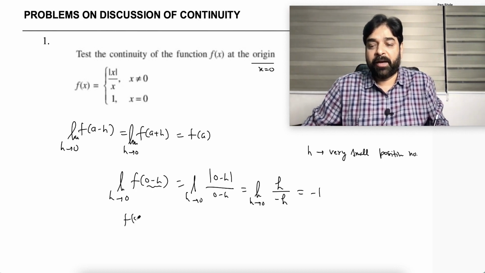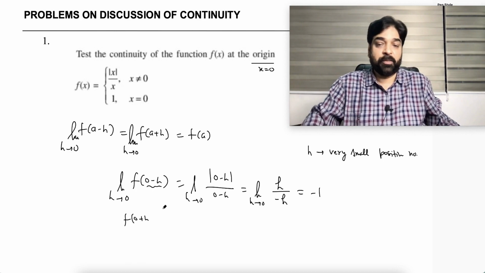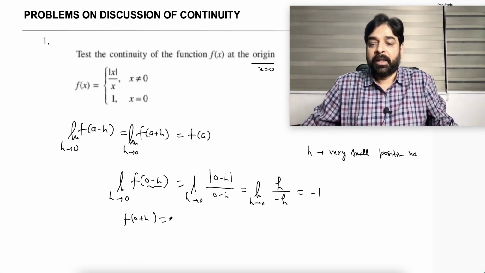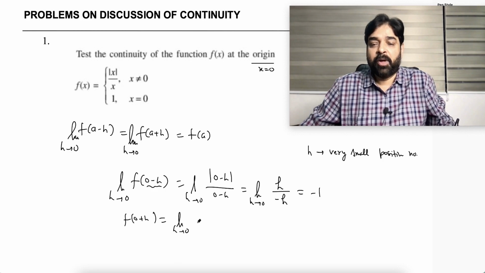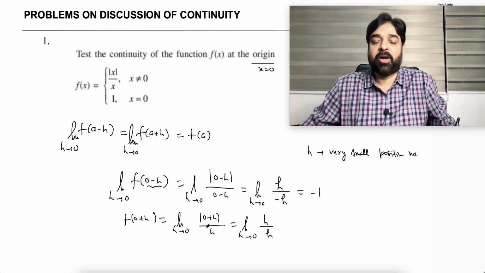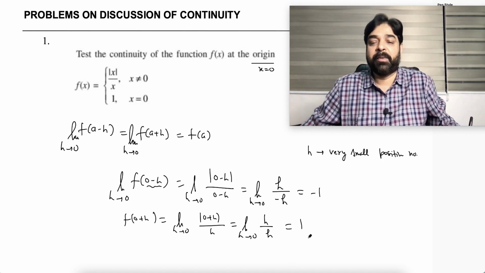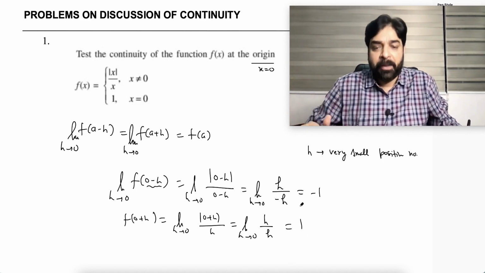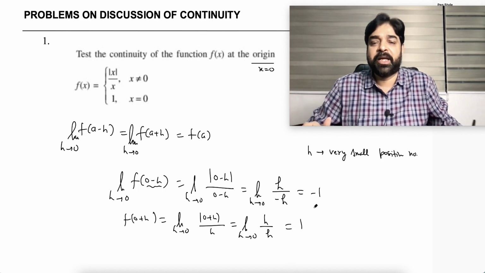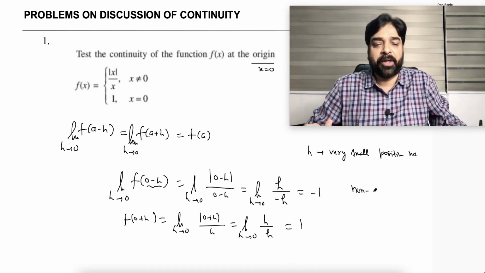Now we have to get f(0 plus h). What will f(0 plus h) be? Again, this is not 0, so we'll use this function. So limit h approaches 0 of mod of (0 plus h) by h, which is limit h approaches 0 of h by h, because mod of h will be h only. The value will be 1. These two themselves are not equal, so we don't need to find f(0). Because if these two are not equal, we'll say it is a non-removable discontinuity.